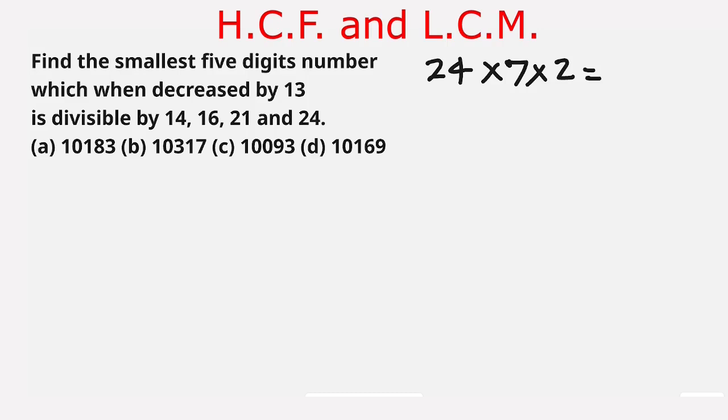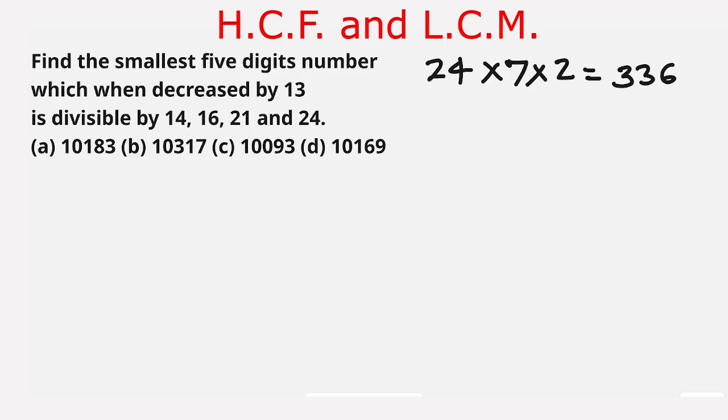7 times 2 is 14. 14 times 4 is 56. We write 6, we carry 5. 14 times 2 is 28, plus 5 is 33. So our LCM is 336. If you are unable to find the LCM by the shortcut method, then you should go by the regular common division method. So we will find the LCM by the common division method as well.